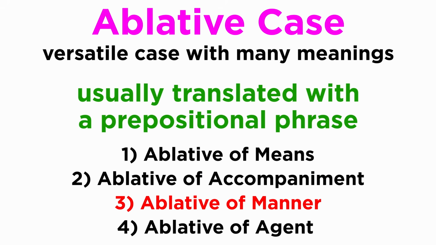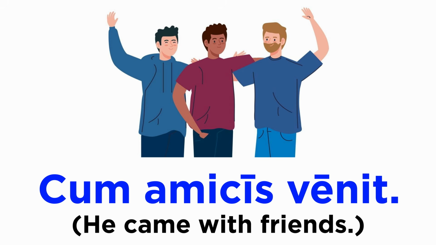We should also be aware that the preposition cum can also be used in the ablative of manner, but this will be covered in the next tutorial. Let's see a few sentences using the ablative of accompaniment. Cum amicis venit.